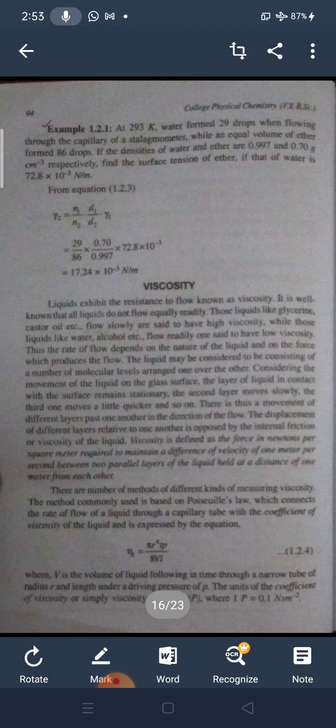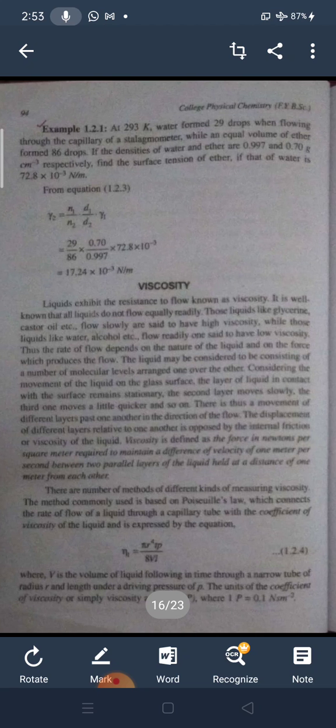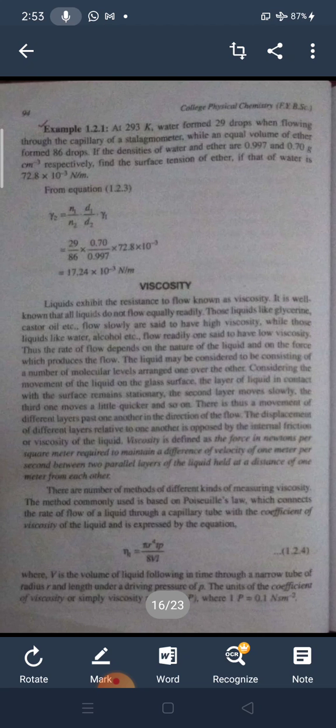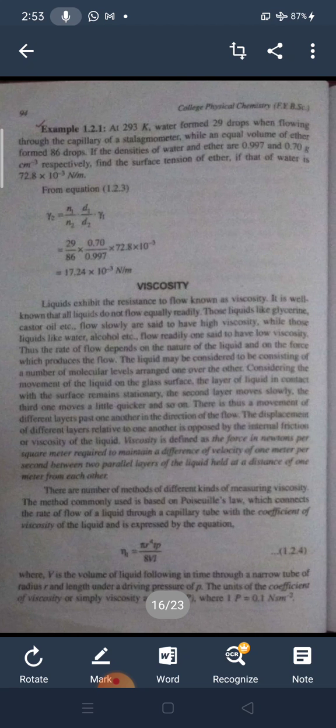The rate of flow depends on the nature of the liquid and on the force which produces the flow. The liquid may be considered to consist of a number of molecular layers arranged one over the other. Write this: viscosity is defined as the force in Newton per square meter required to maintain a difference of velocity of 1 meter per second between two parallel layers of the liquid held at a distance of 1 meter from each other.